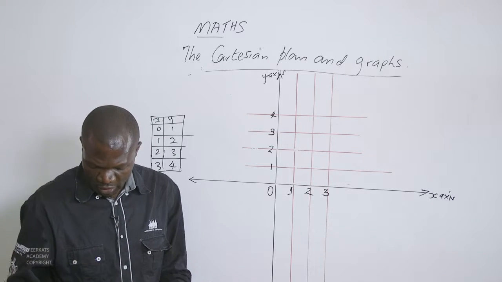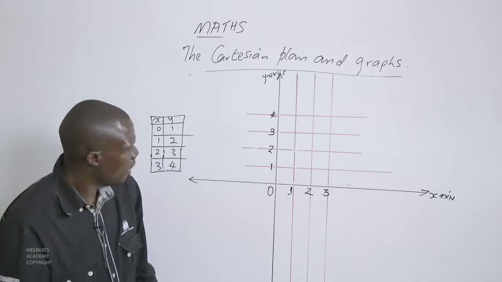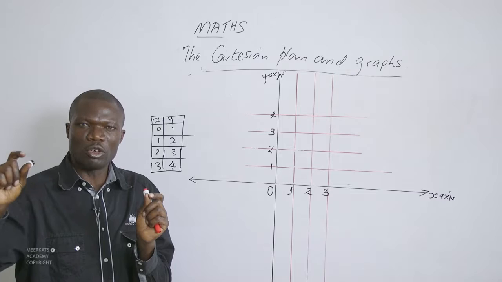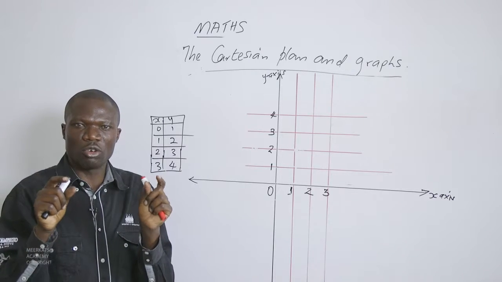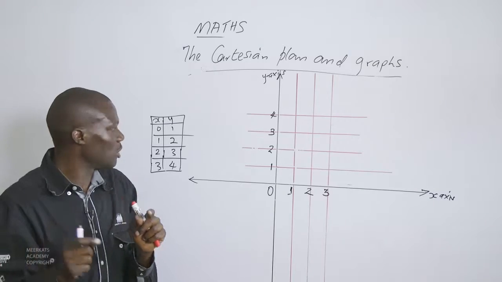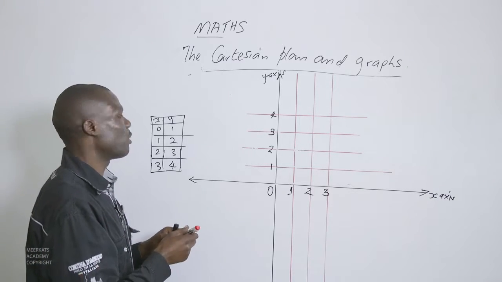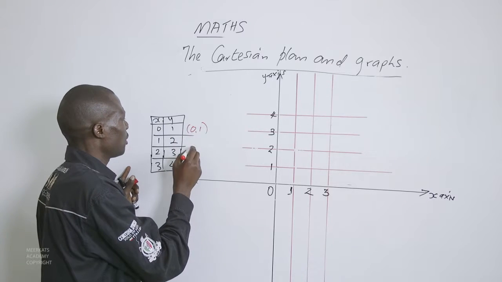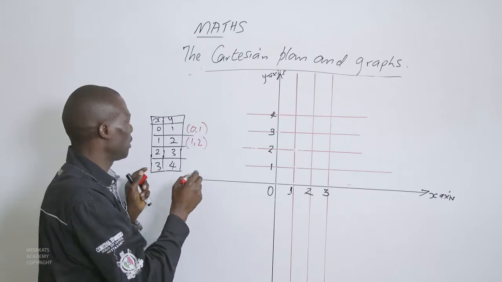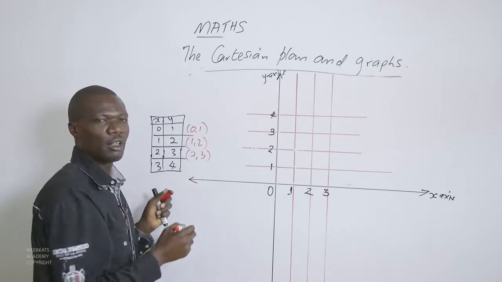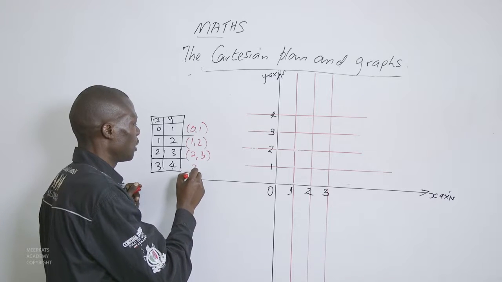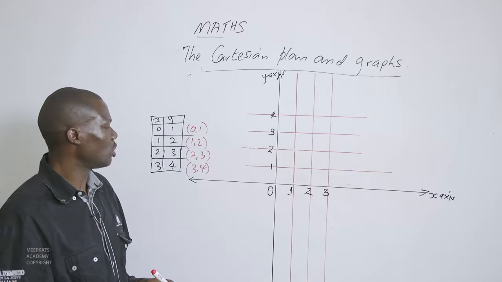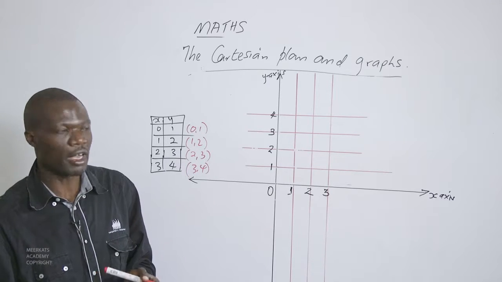Now, each value of input and value of output creates what we call a coordinate. So in other words, here we have the following as our coordinates. First coordinate is 0, 1. Second coordinate is 1, 2. The third coordinate is 2, 3. And the fourth coordinate we are going to plot is 3, 4. Those are the coordinates we are going to plot. So the 4 pairs of coordinates.